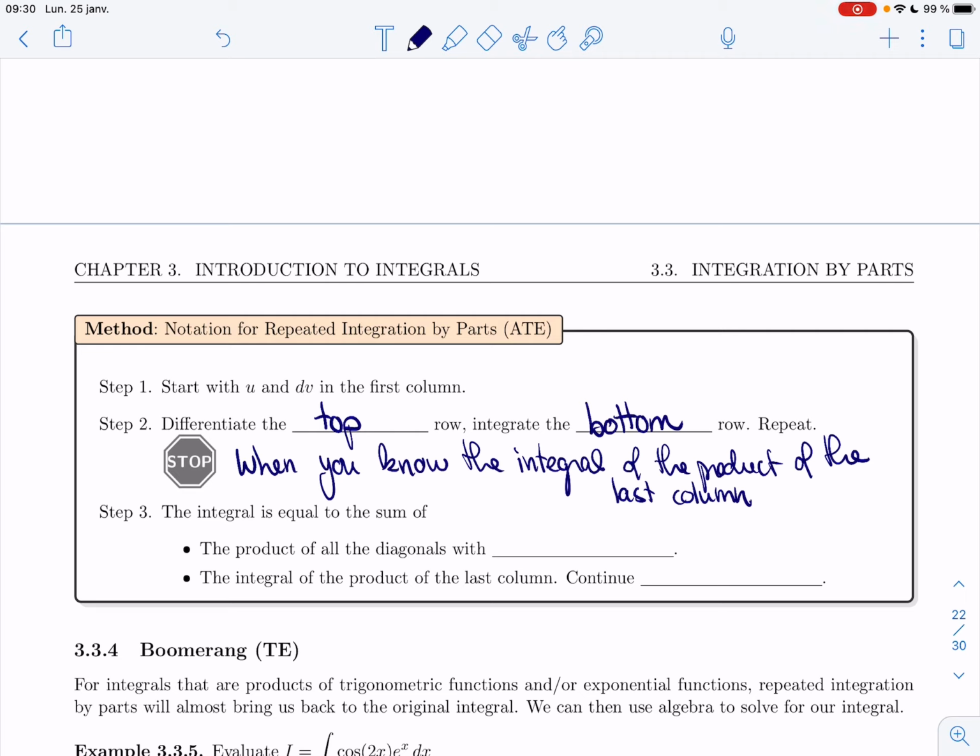Once you've done that, now you're ready to write what your integral is equal to. So the integral is equal to the sum of the product of all the diagonals with, and I'm going to start with plus, then switch, so alternating signs. So plus, minus, and so on. And then the last term is the more complicated one. I have the integral of the product of the last column, and you continue alternating signs. So this final one might have a plus or a minus. It depends on how many terms precede it.